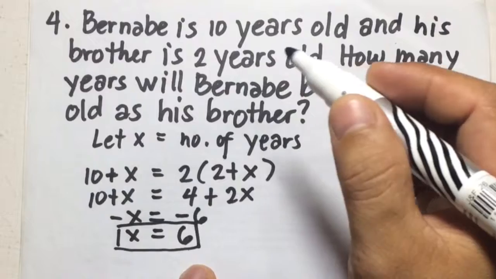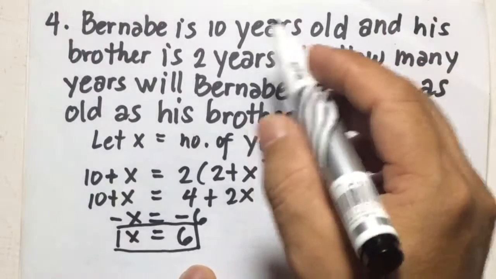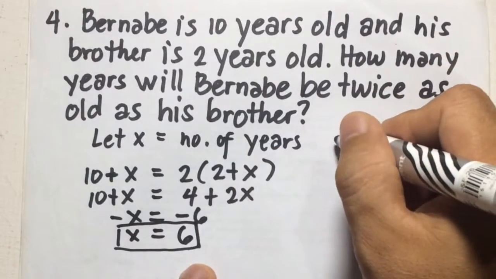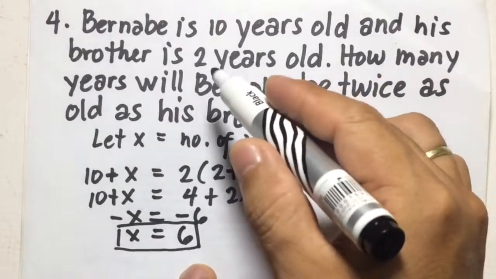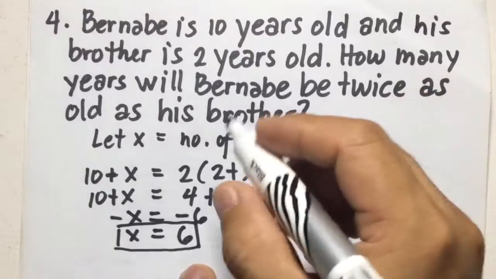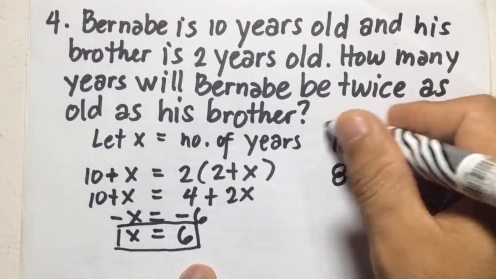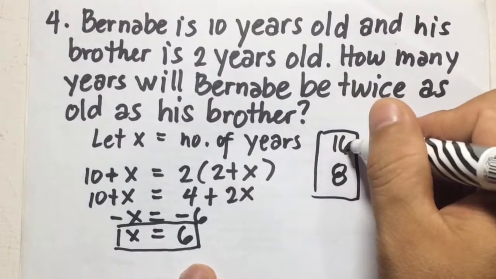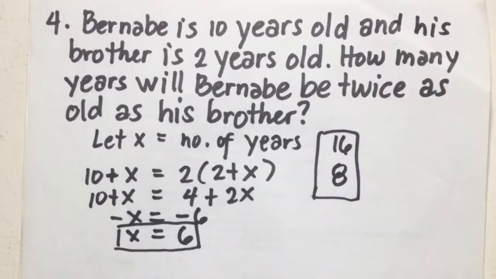If we're going to check our answer, we're going to have their ages. So Bernabe is 10. So after 6 years, Bernabe will be 16. Then his brother is 2. So after 6 years, his age will be 8. Now upon looking at the ages here, 16 and 8, Bernabe is 16, his brother is 8. So we can say that we got the correct answer.